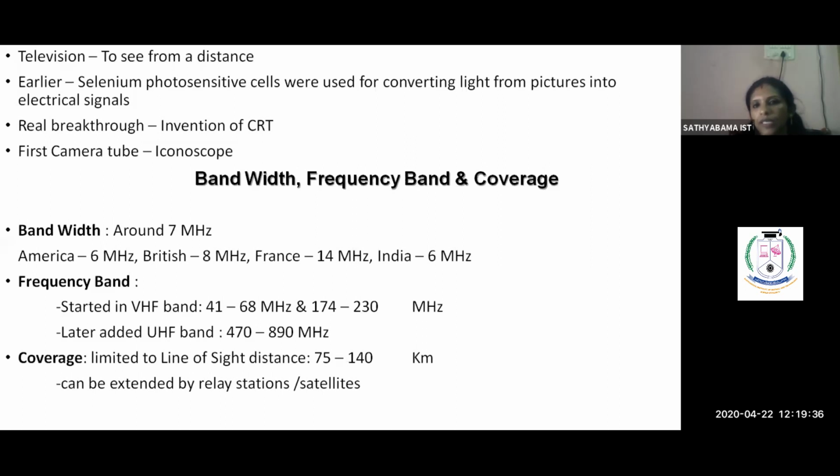The bandwidth, frequency and coverage of the television system: the bandwidth is around 7 megahertz, and in America it is 6 megahertz, in Britain it is 8 megahertz, in France it is 14 megahertz, in India it is 6 megahertz. The frequency band started in VHF, that is the very high frequency band, 41 to 68 megahertz and 174 to 230 megahertz. Later the ultra high frequency UHF band was added, that is 470 to 890 megahertz. The coverage is limited to line of sight distances from 75 to 140 kilometers, and it can be extended by relay stations and satellites.